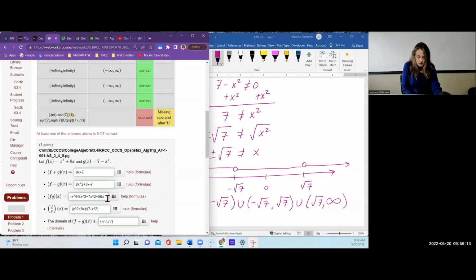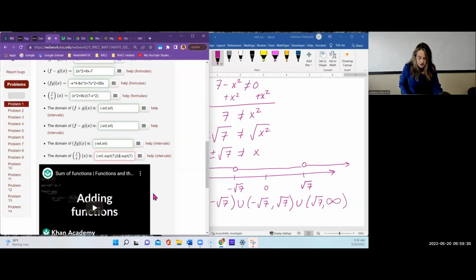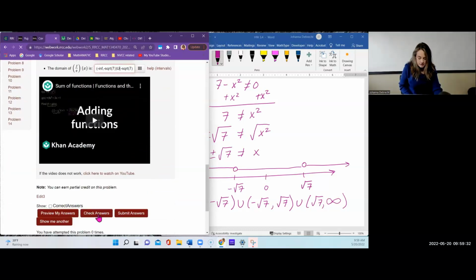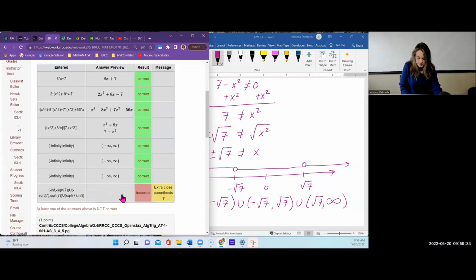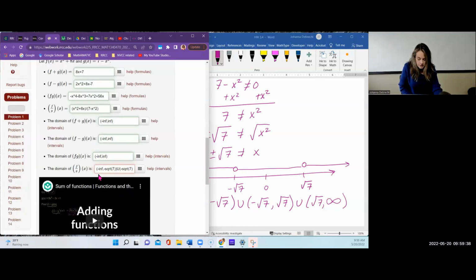I'm missing a U. Let's see what I'm missing down here. I have negative infinity to the square root and then U. I have an extra inequality there, which is not needed. Let's check it again and see if that fixes the problem. Nope, I still have an extra one. Let's see what's going on.